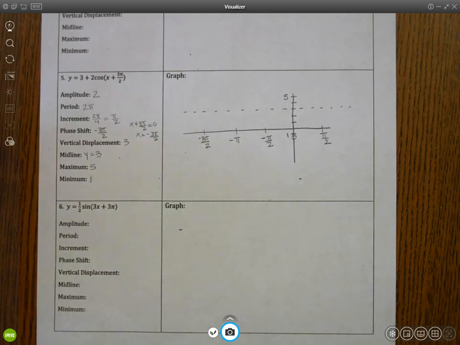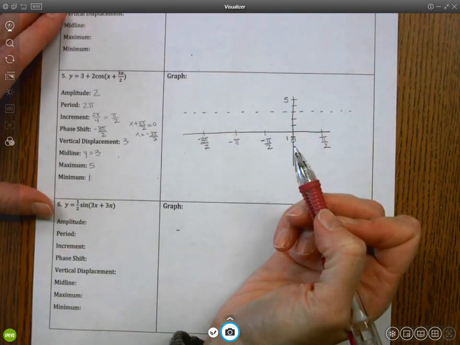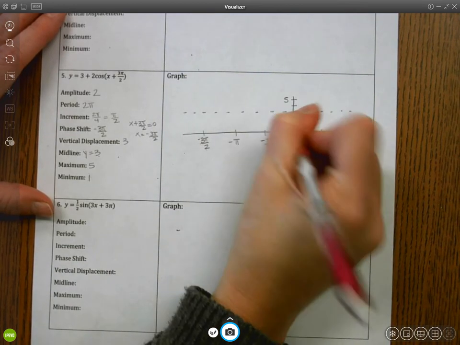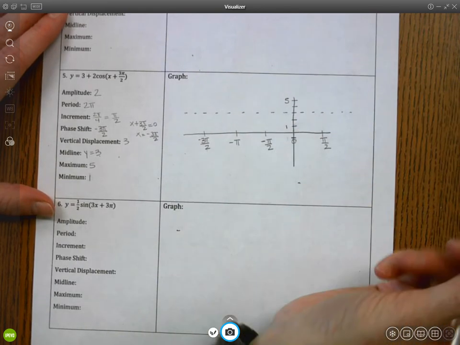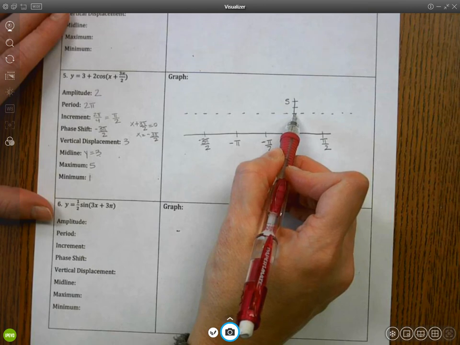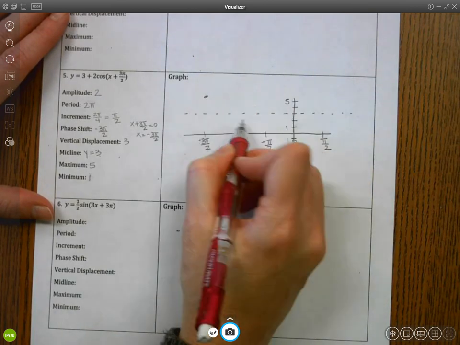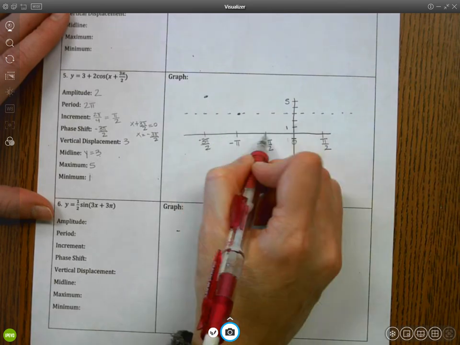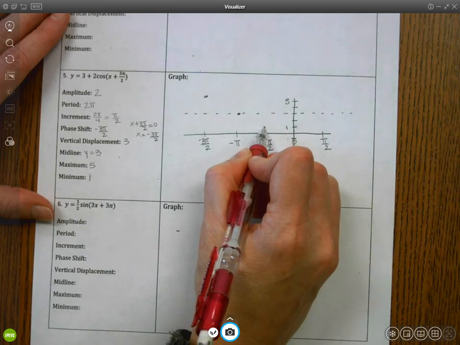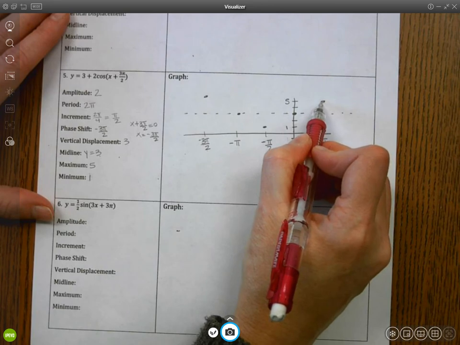Alright, so we are doing a cosine graph again. So cosine is going to start. I labeled one at negative 1. Did you catch that? Fix it. Sorry. Okay, so cosine is going to start at pi. So we're going to start at the 5. We're going to come back to the middle. And then we're going to go down to our low point. And then back to the middle. And then up to our high point.